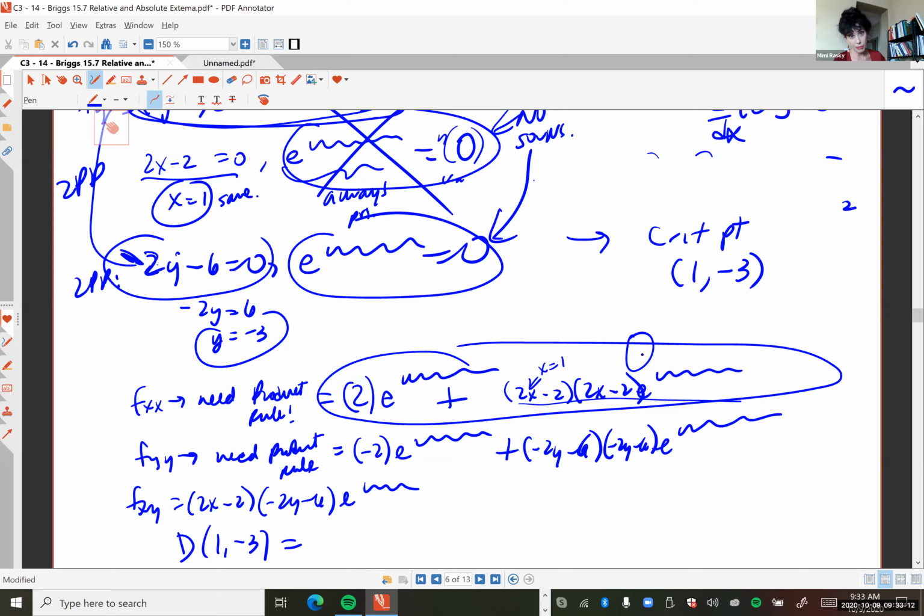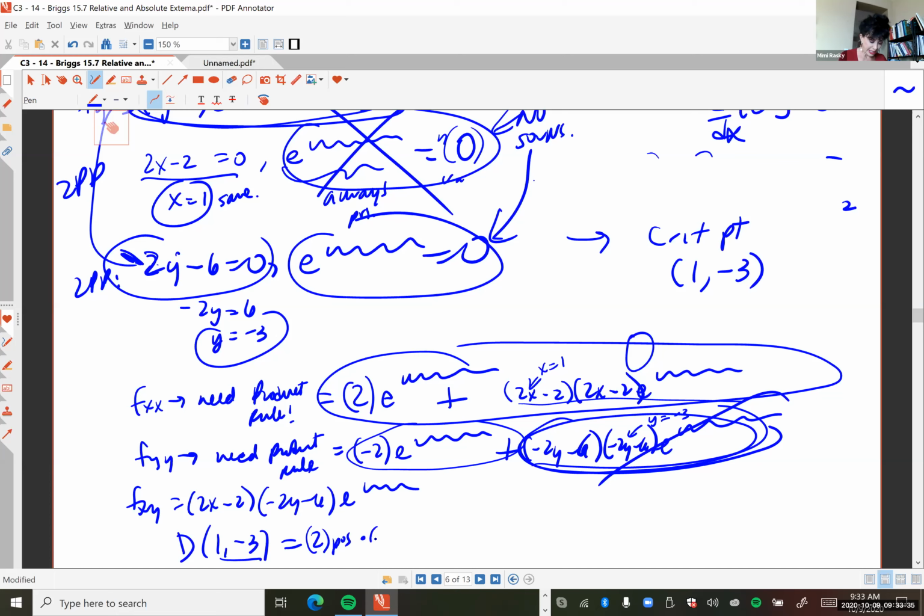But remember, e to the blah, blah, blah is always positive. So you're basically going to get 2 times some other positive number. And then you're going to multiply that by fyy evaluated at the point 1, -3. If you plug in y equals -3, the second term of fyy goes to 0, so you only have to worry about the first term, and that's going to be -2 times something positive. And then minus fxy squared. When you plug the point 1, -3 into fxy, it goes to 0.